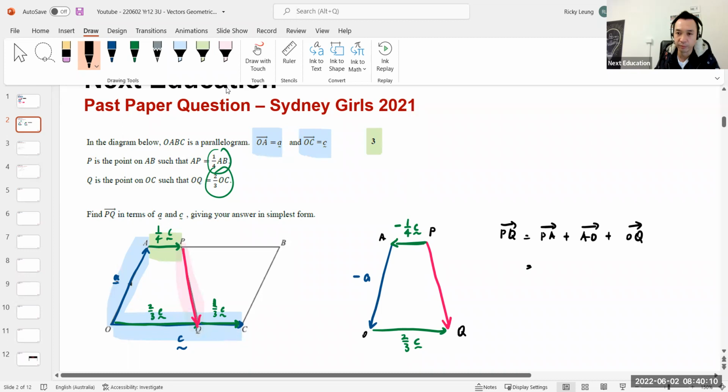Right, and then I go, well, PA is -1/4 C plus, or minus A rather, plus 2/3 of C. Now, can I gather? That's just minus A. What's 2/3 plus a quarter? So like 12, 4, 8, what's 5? 5, yeah, perfect. 5 on 12C minus A.